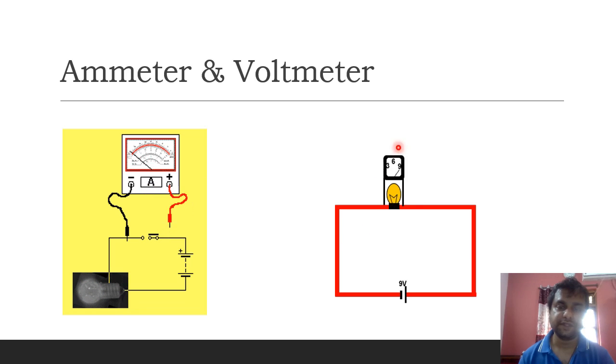Here, if you notice, the ammeter is right above the bulb, whereas in the case of the ammeter, it is not above the bulb, but it is in line with the bulb. That is why it is in series, whereas this is parallel to the bulb, as a result of which the voltmeter is connected in parallel.